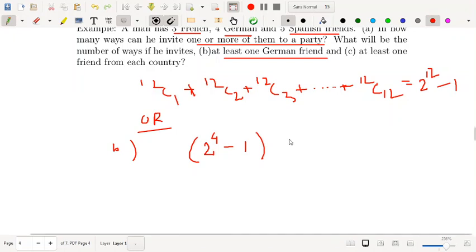And there are 8 friends. Each of these remaining 8 friends can be invited in 2 to the power 8 ways. So this into 2 to the power 8 is the answer. Okay, so this is the case of at least one German friend. So this is the answer in part B.